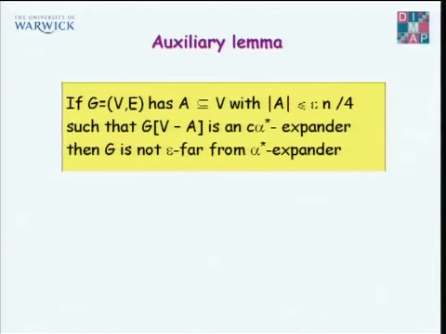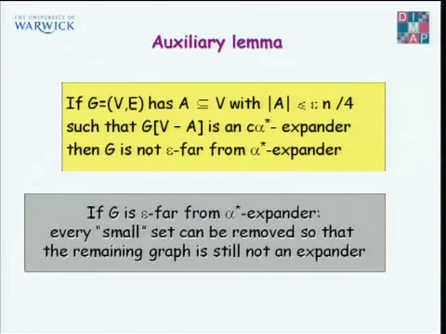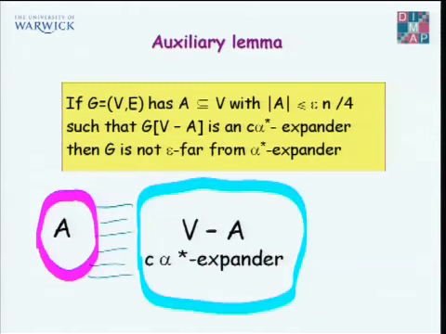Okay, so if you have a graph and you have any small set A such that G minus A, the graph with this set A removed, is a good expander, then we can argue that the original graph is not epsilon far from a good expander. The intuition is here: if you have this small set, and you know the rest is an expander, then the entire graph cannot be too far from being an expander.